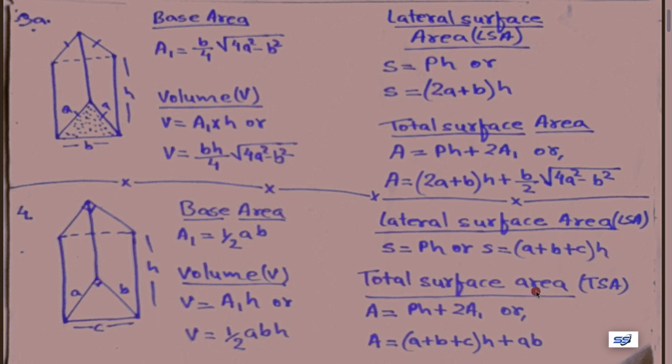Total surface area, TSA, A is equal to P into H plus 2A1, or A is equal to (A plus B plus C) whole into H plus AB. All these are formulas for finding base area, volume, lateral surface area, total surface area.